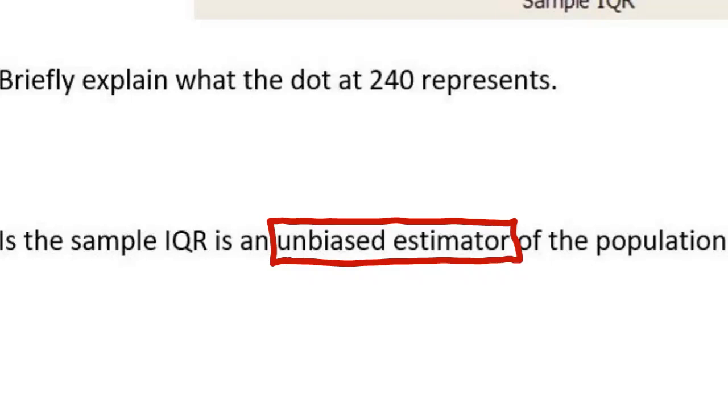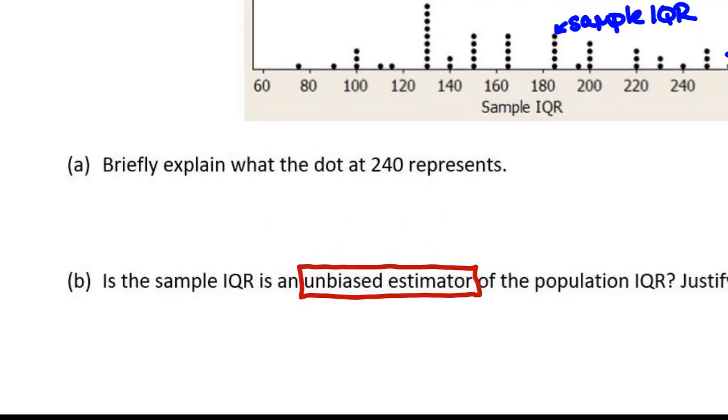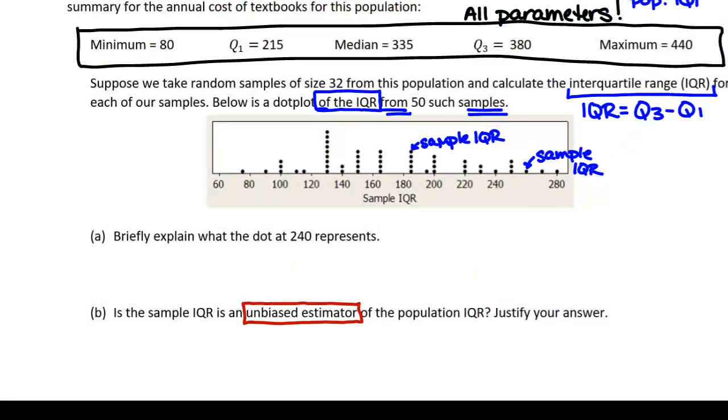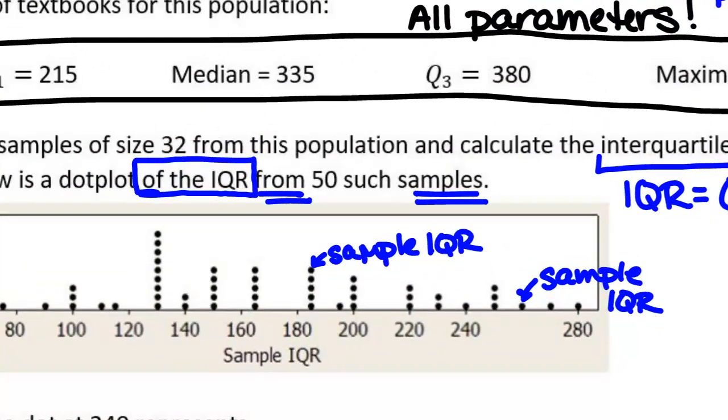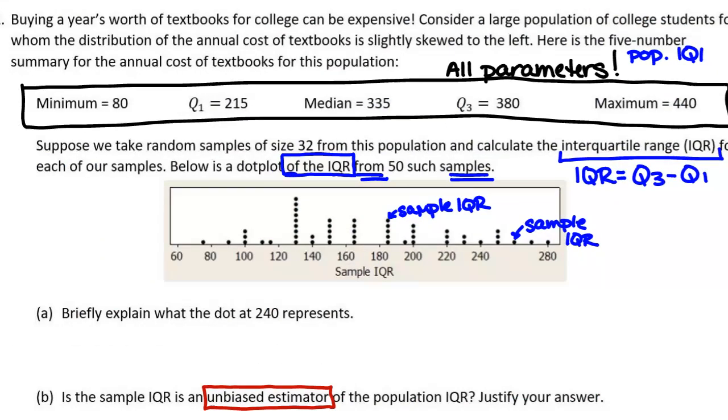So the way I'm going to determine whether or not the sample IQR is an unbiased estimator of the population IQR, well, I need to know what the population IQR is first, right? And then I need to see where this dot plot is centered. So I'm going to need to find the middle of this. I could calculate the mean, I could calculate the median. It's going to be easiest to look at the median on a dot plot like this.